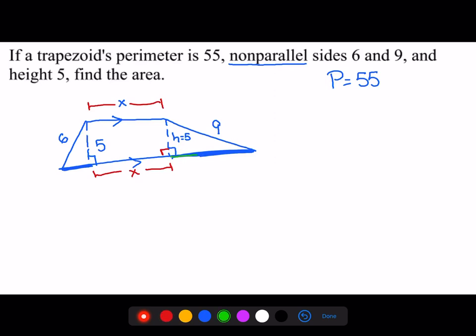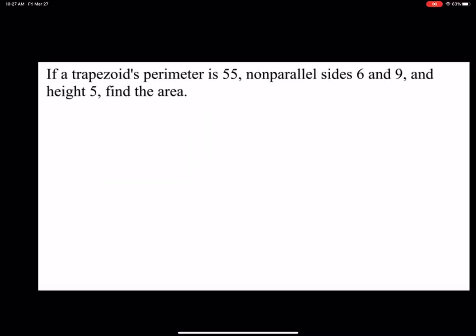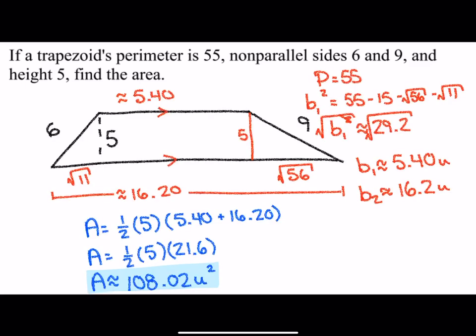First, to find this green missing piece, I can use Pythagorean's theorem. I'll go ahead and call this y for now. So I have 5 squared plus y squared equals 9 squared. That'll give me 25 plus y squared equals 81. Y squared is equal to 81 minus 25. Well, that'll give us 56. Let me double check that. Yep, that'll give me 56. And I take the square root of both sides and we get y is equal to radical 56. Now we are going to be rounding in this one, so keep that in mind. Radical 56.